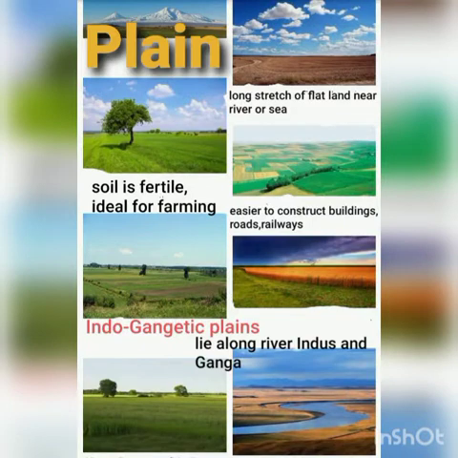A plain is a long stretch of flat land near a river or a sea. The soil is very fertile and ideal for farming. It is easier to construct buildings, roads, railways, and other structures in the plain. The Indo-Gangetic Plain of North India lies along the rivers Indus and Ganga.